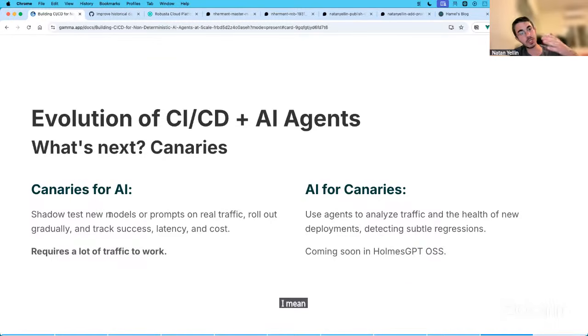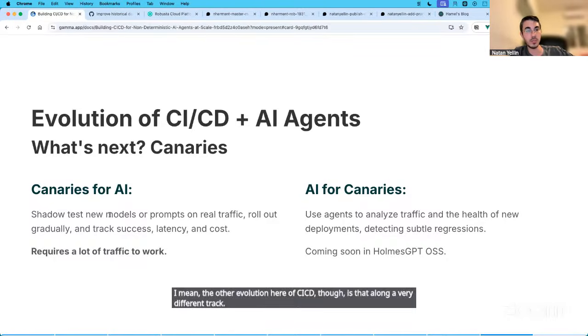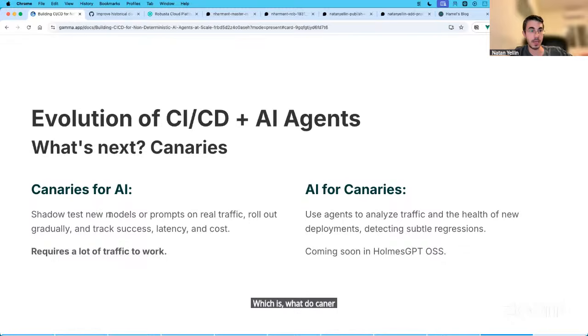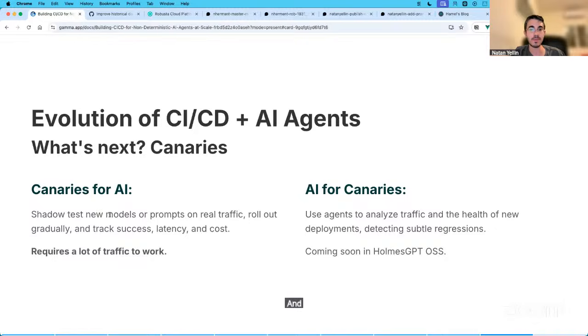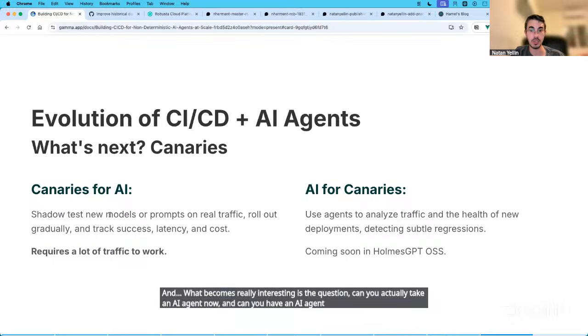The other evolution of CI/CD, though, is along a very different track, which is what do canaries in continuous deployment actually look like in a world of AI agents? A traditional canary is where you roll out a new piece of software and then you're tracking some very specific hard metric and making a binary decision to continue the rollout or stop the rollout and roll it back. What becomes really interesting is the question, can you have an AI agent make canary decisions?